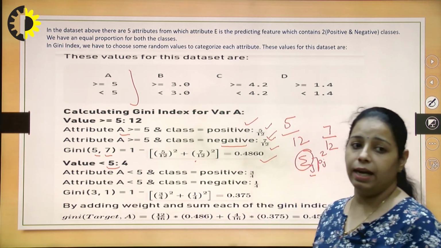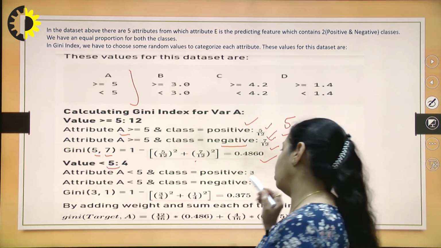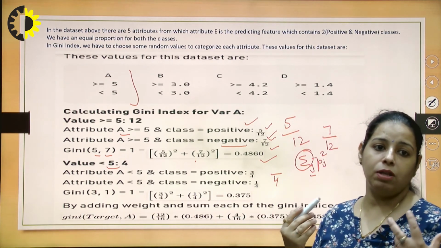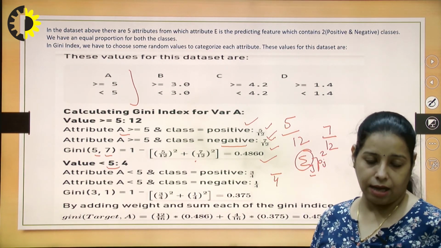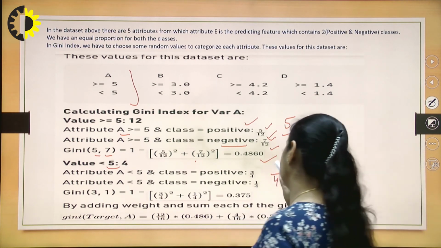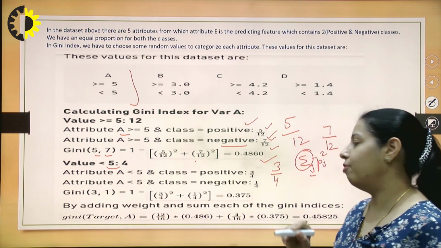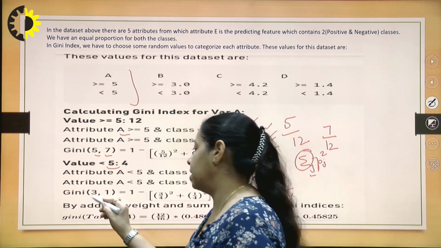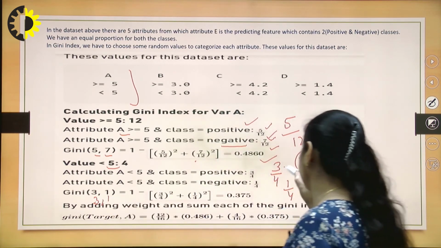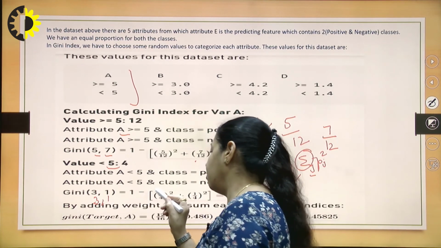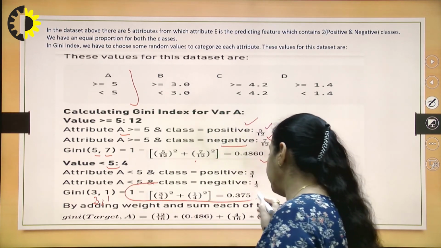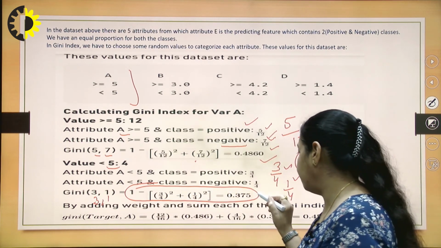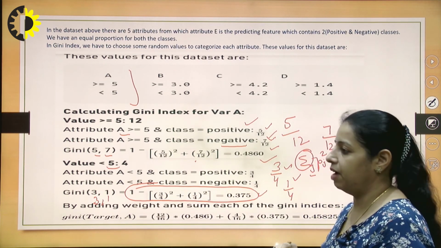If we look at the category which is less than 5, total values are 4. The total number of values which fall under the positive class with less than 5 value is 3. Similarly, for the negative class we have 1 by 4. Now, for the Gini index, taking these values 3 and 1, we put them in this formula, that is 3 by 4 squared plus 1 by 4 squared, and we get the value as 0.375.